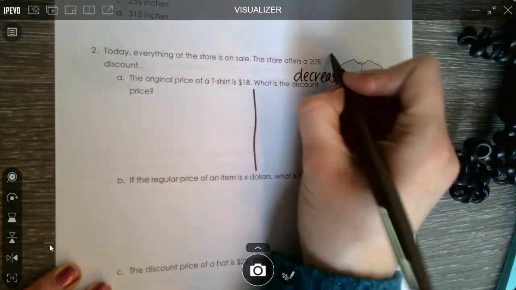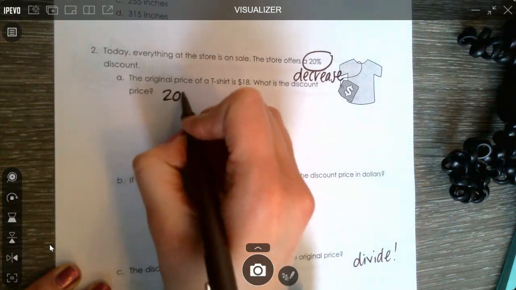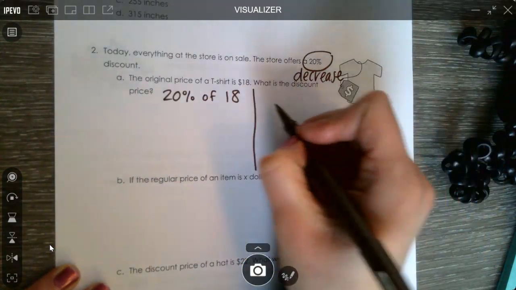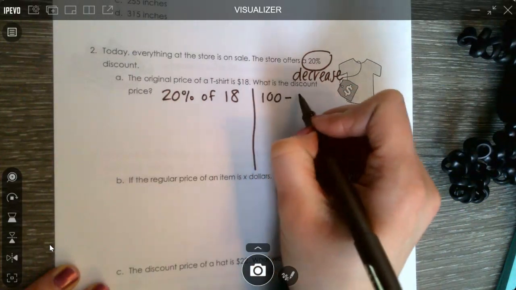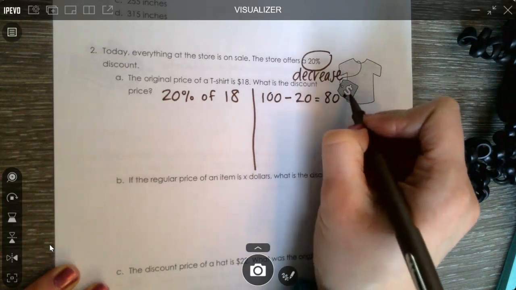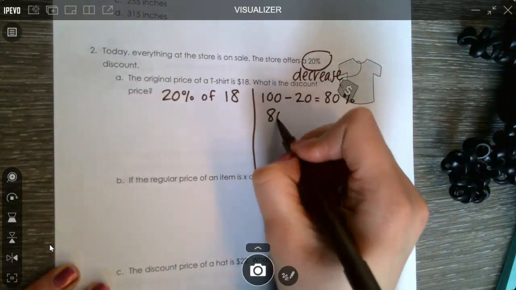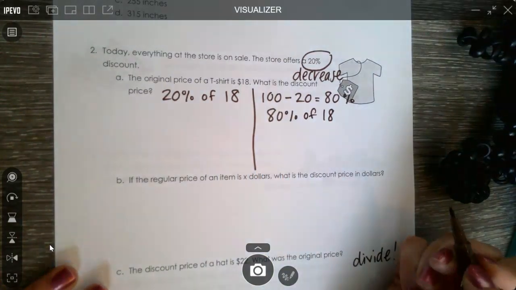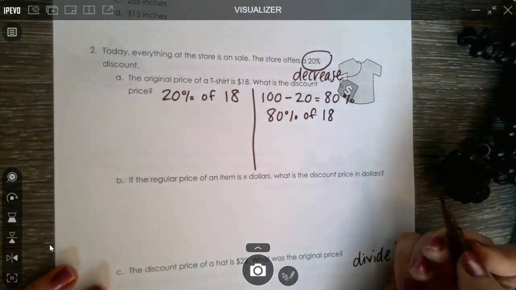You could either find 20% of $18, or if you like to use the percents first, you can do 100% minus 20% and use 80%, and you would find 80% of 18. Okay? Either way you solve this, you're going to get it right.